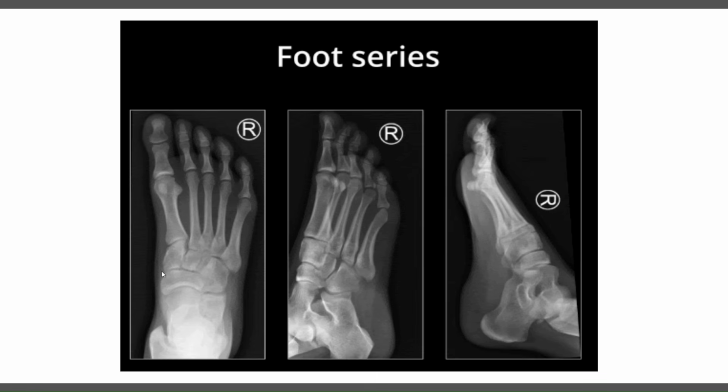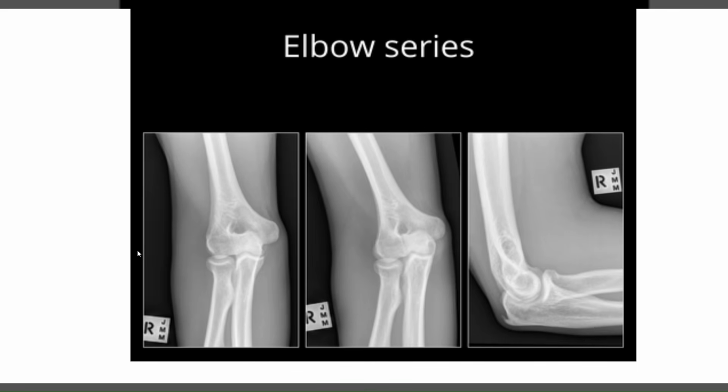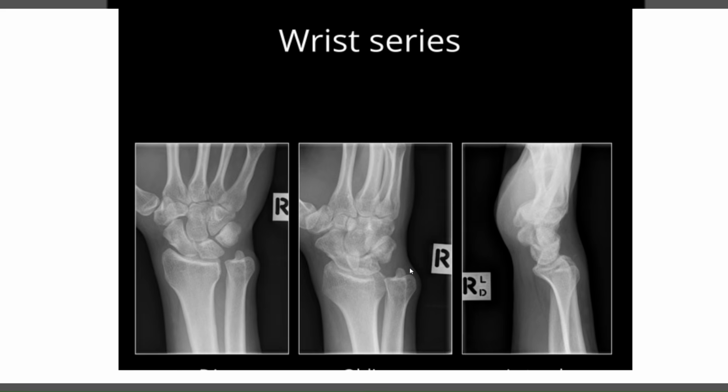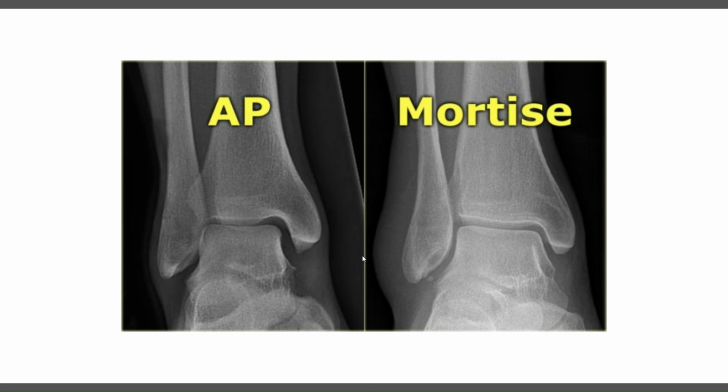So if you see this x-ray, you're going to say this is an AP view. It's the first thing out of your mouth in your presentation. Elbow. If you see this, you say this is an AP. This is a lateral. This is an oblique. And on and on. This is a wrist. AP, lateral. This is an oblique view. Hand, the same thing.